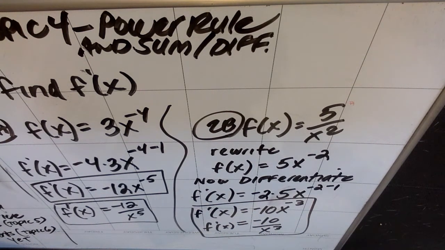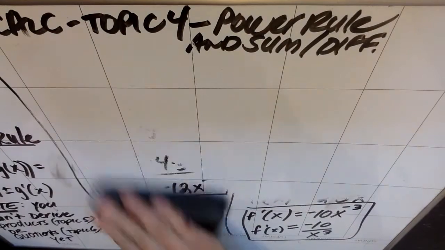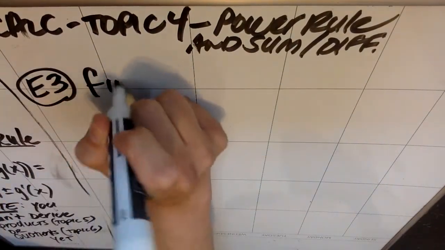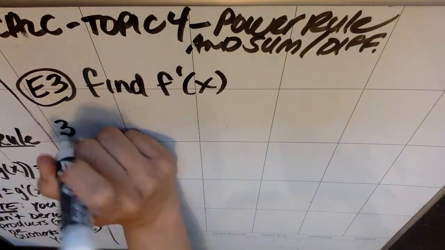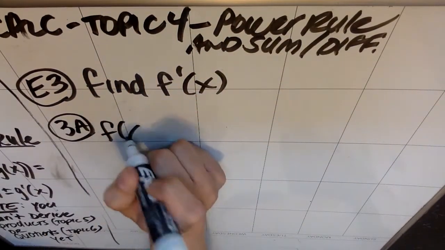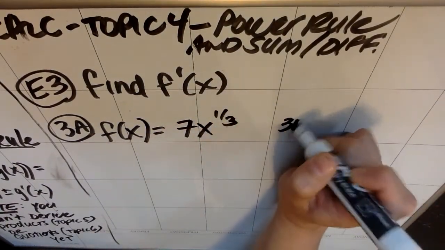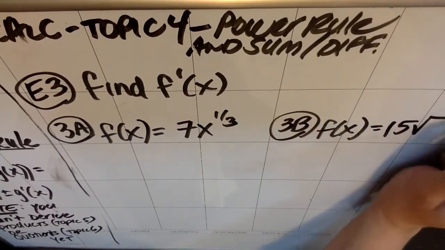All right. We're going to walk through one more example, and then in our next video, we'll talk about the sum and difference formulae. All right, so in example 3, we're going to talk about fractional exponents. Everybody loves a good fraction. Okay, so example 3, same task. We're still finding f prime of x, right? We have 3a, which is f of x equals 7x to the 1/3, and we have 3b, f of x equals 15 times the square root of x.